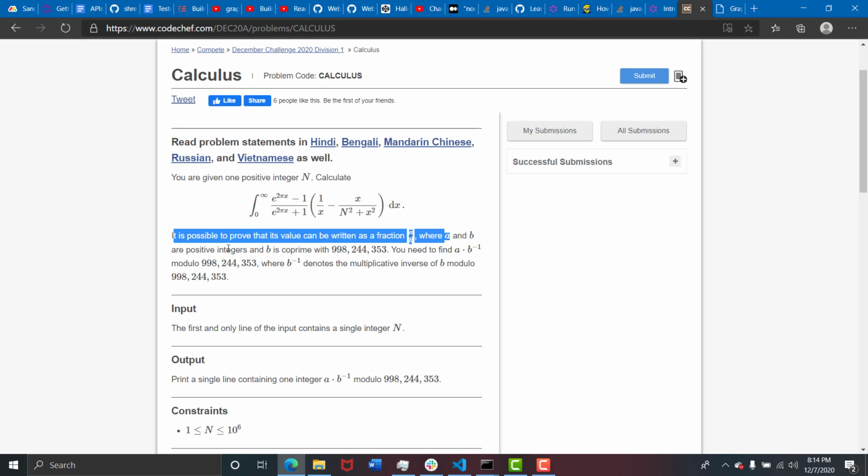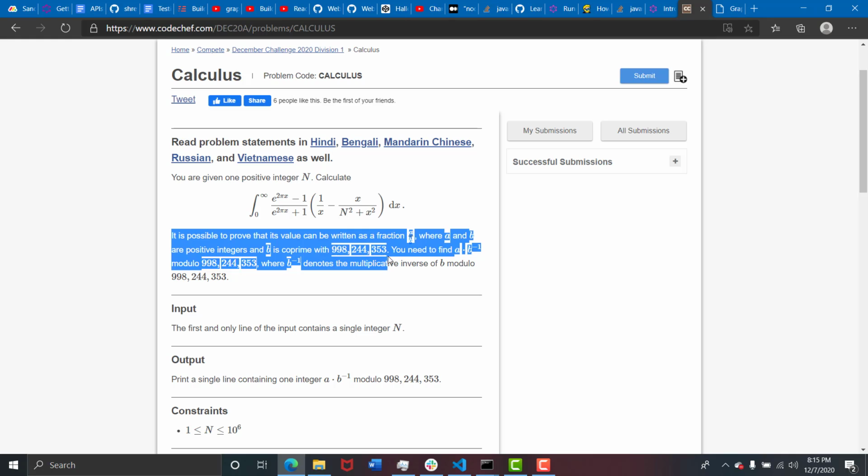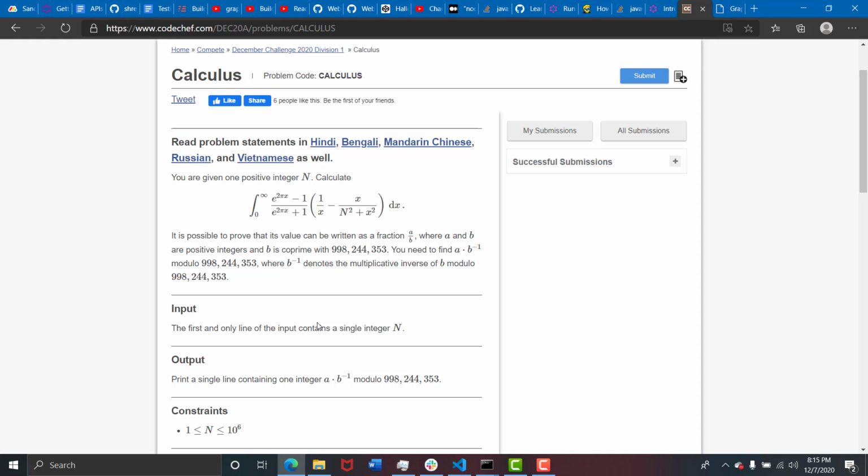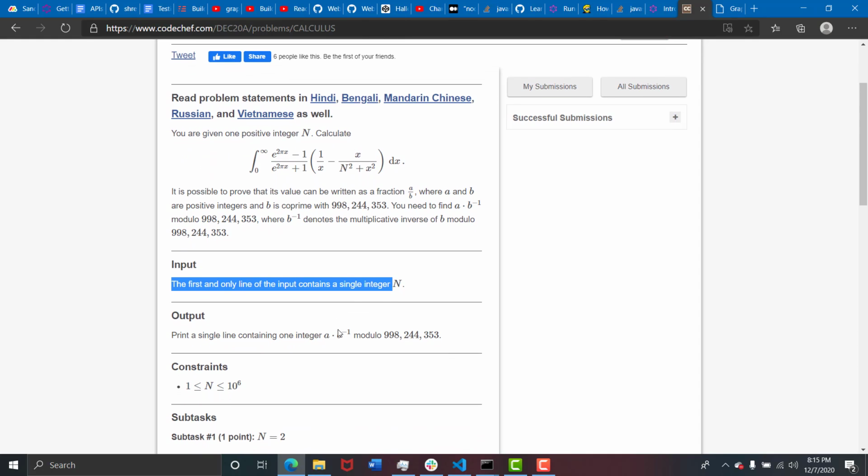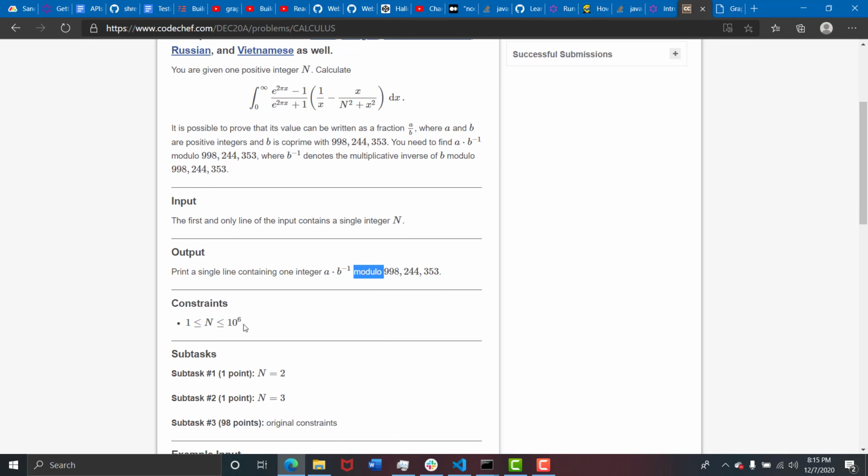If you are thinking about what is the use of this statement that a and b are co-prime with this, do check out my video on mod inverse and you will get to know why this is necessary. Now you need to find a times b inverse modulo this, where b inverse denotes the multiplicative inverse of b modulo this. The first and the only line of input contains a single integer n. And n is basically up to 10^6.